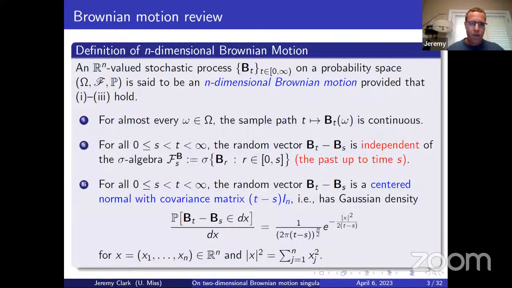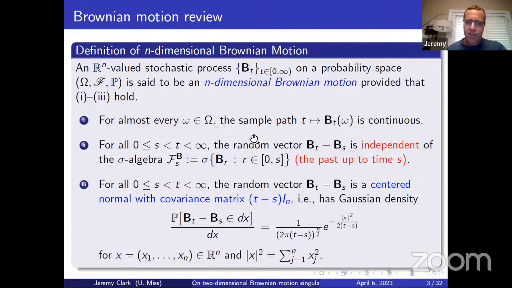computer pad. All right, so let's start with the definition of an n-dimensional Brownian motion. An R^n valued stochastic process is said to be an n-dimensional Brownian motion, first of all, if it has continuous sample paths. So if you fix any omega in the probability space, then the sample path, that is the function from time to the value of the Brownian motion, is continuous.